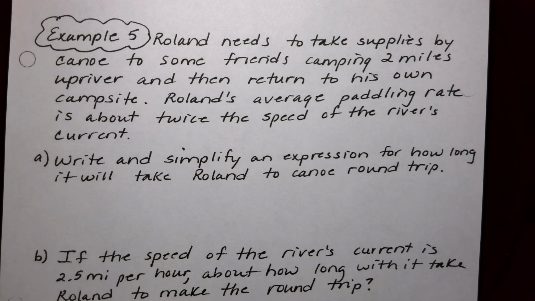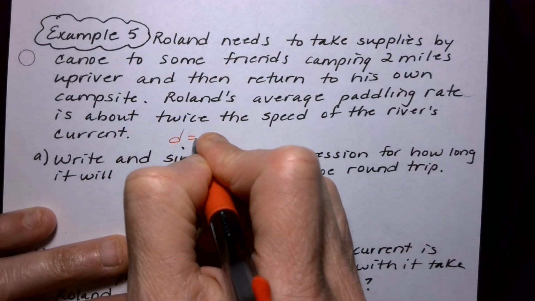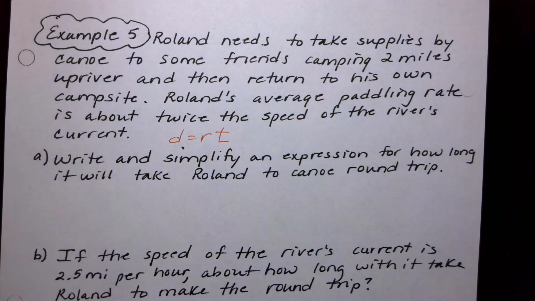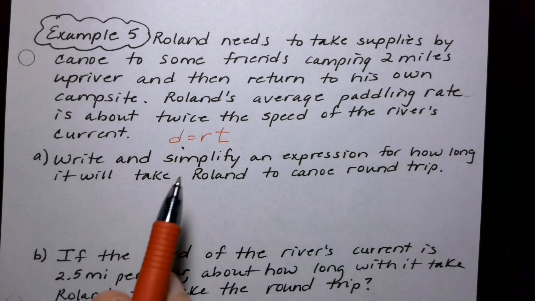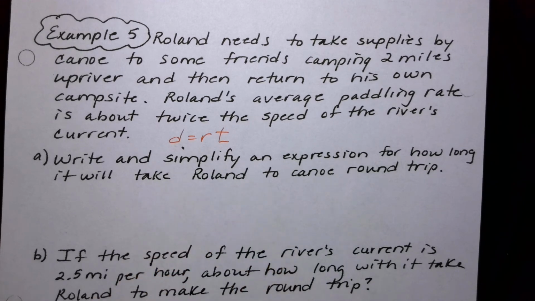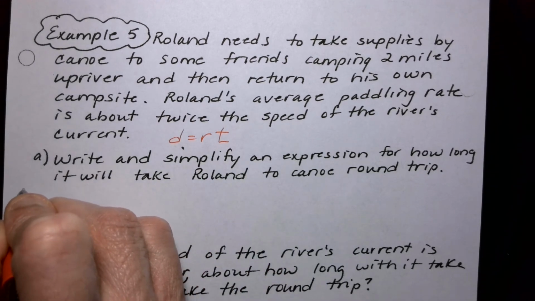This is quite a complicated problem, isn't it? I mean, we're going to go through it, but this is cool. First of all, if we're trying to find a distance, who remembers the formula when we talk about speed and time and distance? Okay, well, we got to remember that first of all. Distance equals rate times time. Okay, so let's see what are those things we have, because it says write and simplify an expression for how long it will take. Well, do we know the distance?